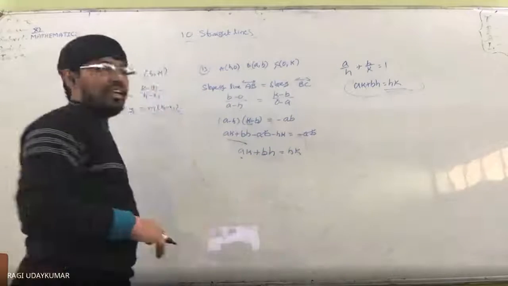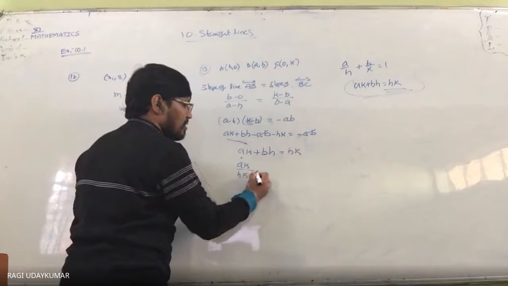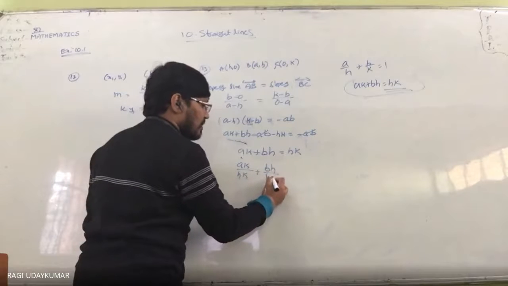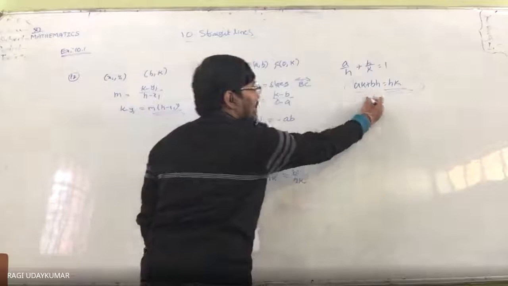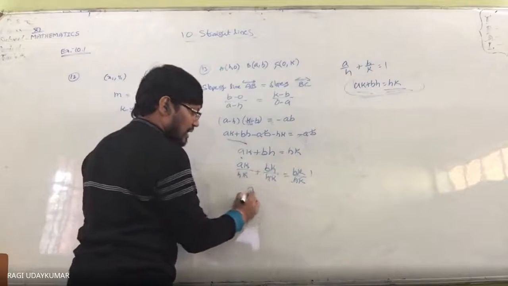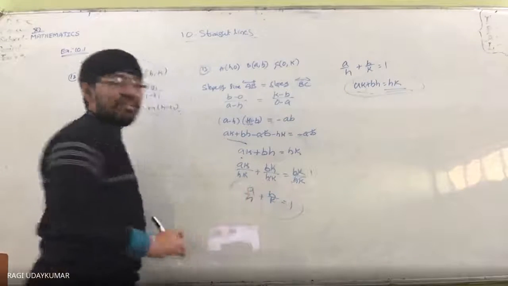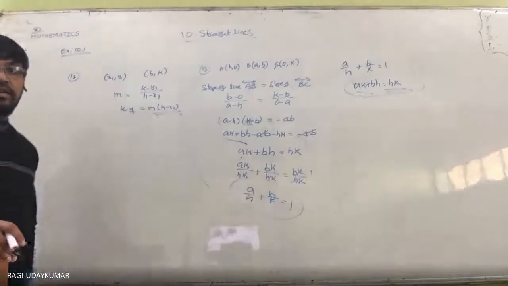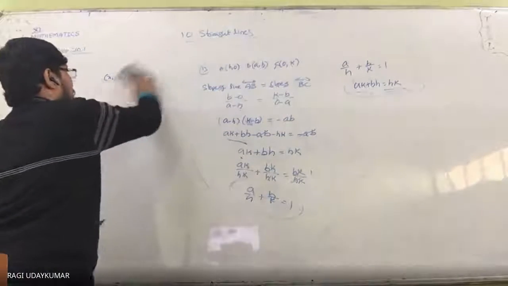Divide both sides by hk. So ak by hk plus bh by hk is equal to hk by hk. So k will get cancelled, h will get cancelled. a by h plus b by k is equal to 1, which you already had. Simple simplification only. It's not very difficult. Okay? Did you understand?